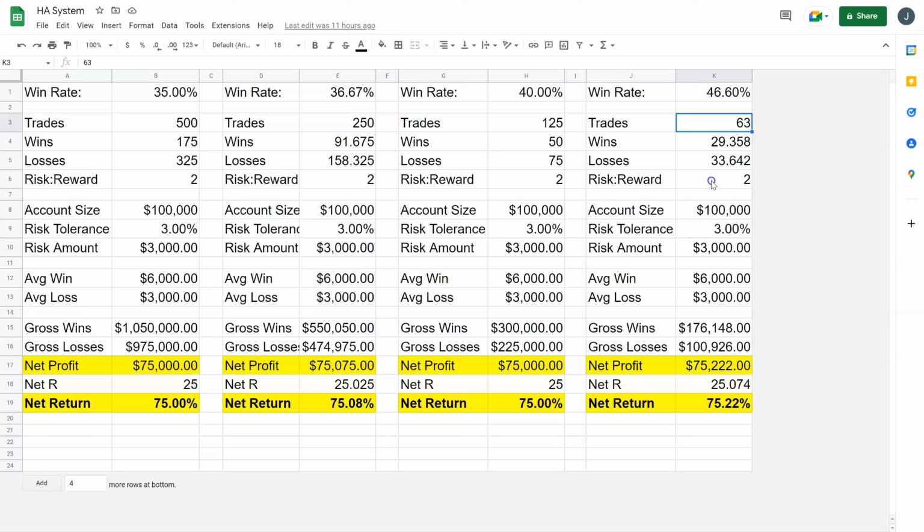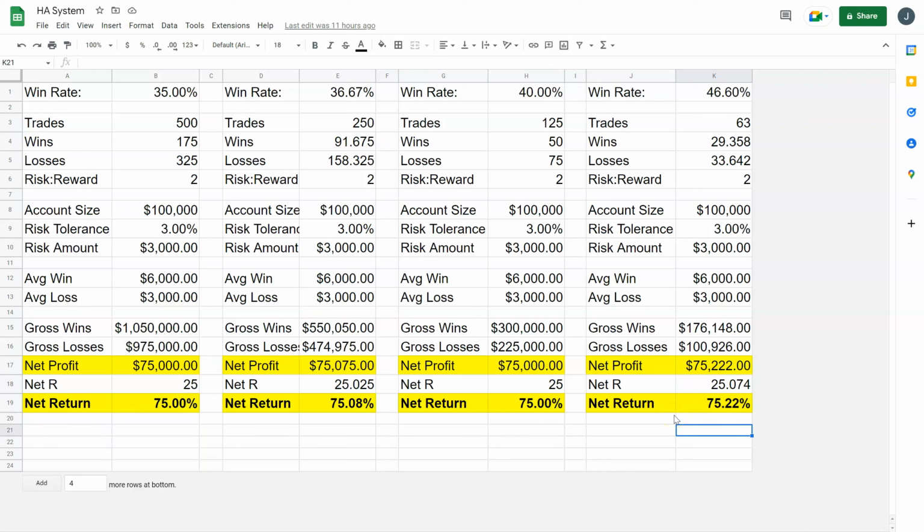But because this person is so disciplined, they're actually winning 46.6% of the time in this hypothetical example, meaning that on those 63 trades, barely 1 trade per week, they are also netting 25R each year, or 75% if they're risking 3% per trade.